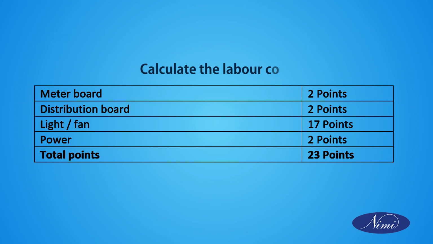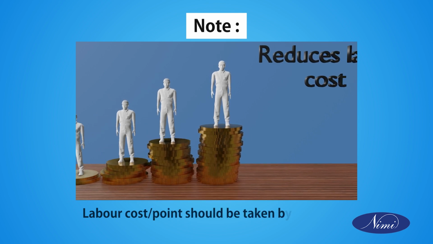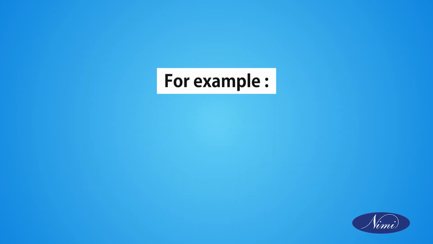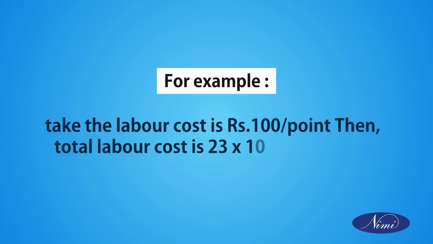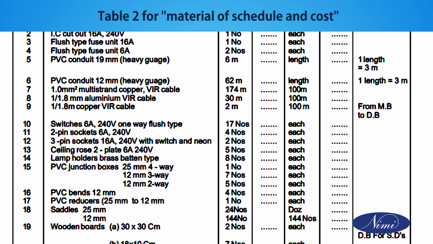Calculate the labor cost. Note: labor cost per point should be taken by referring the local rate list. For example, take the labor cost as rupees 100 per point, then total labor cost is 23 into 100 is equal to rupees 2,300. Table 2 for material schedule and cost.